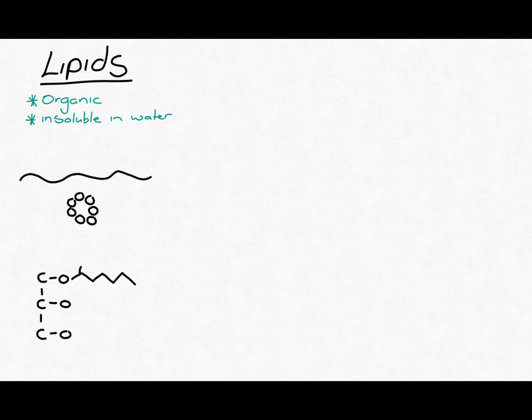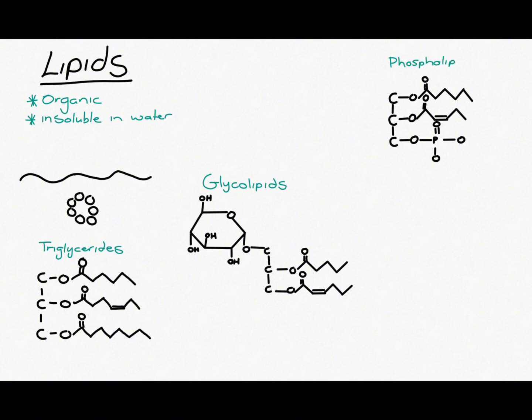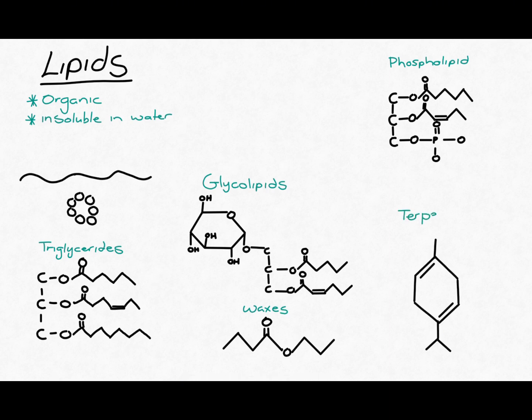There are several different types of lipids, the most popular being fats and oils, which are also called triglycerides, but others include glycolipids and phospholipids that are found in cell membranes, waxes like beeswax and earwax, terpenes like rubber and some vitamins, and then steroids like cholesterol, estrogen, and testosterone.